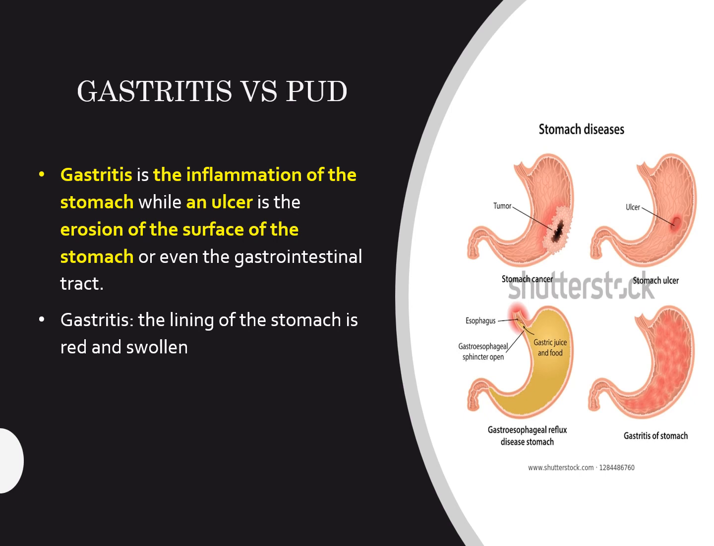Okay, gastritis versus PUD. Gastritis is the inflammation of the stomach, while an ulcer is the erosion of the surface of the stomach. Remember the difference: gastritis is inflammation, while ulcer is erosion, like it eats away. Okay, in gastritis, the lining of the stomach is red and swollen.